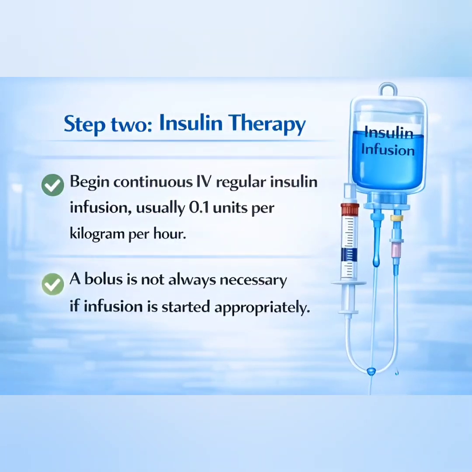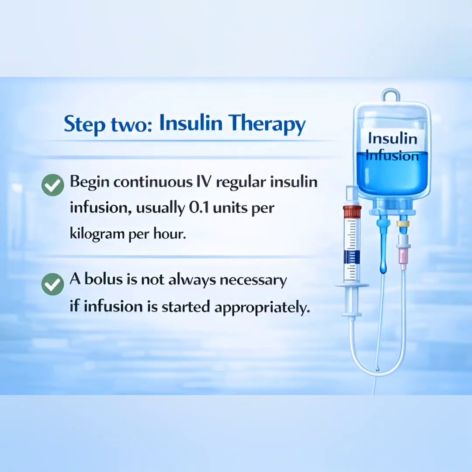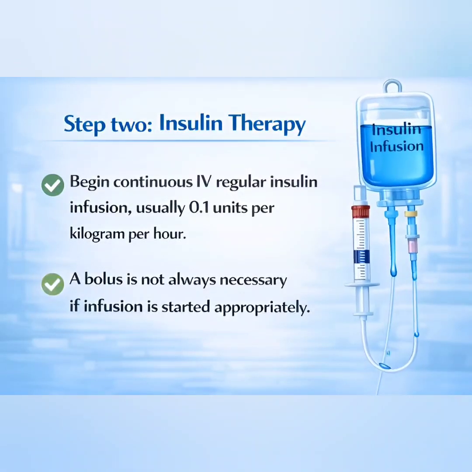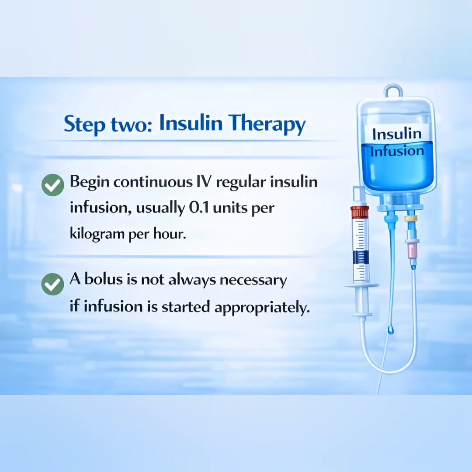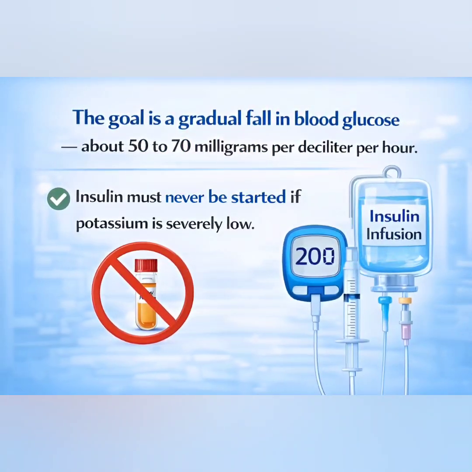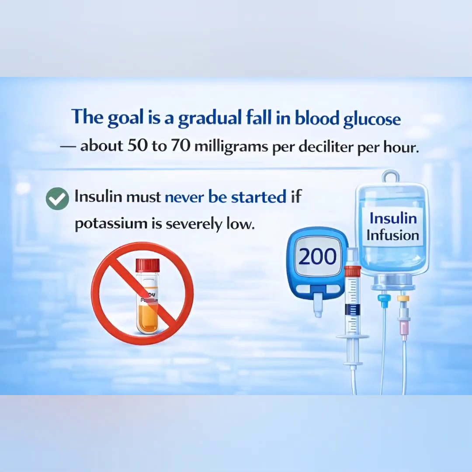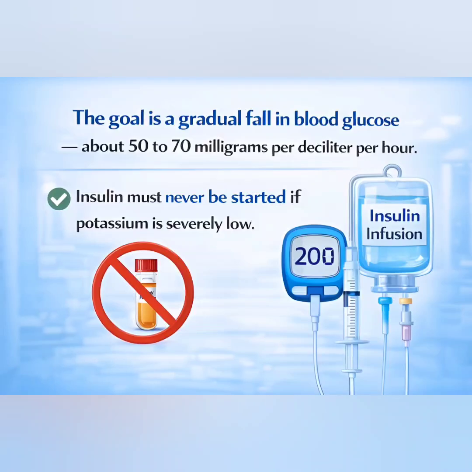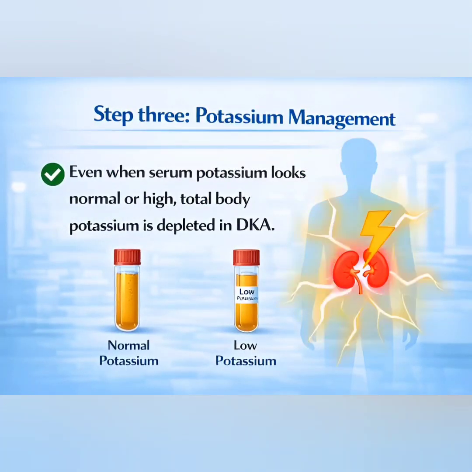Begin continuous IV regular insulin infusion, usually 0.1 units per kilogram per hour. A bolus is not always necessary if infusion is started appropriately. The goal is a gradual fall in blood glucose, about 50 to 70 milligrams per deciliter per hour. Insulin must never be started if potassium is severely low. Step 3 is potassium management.